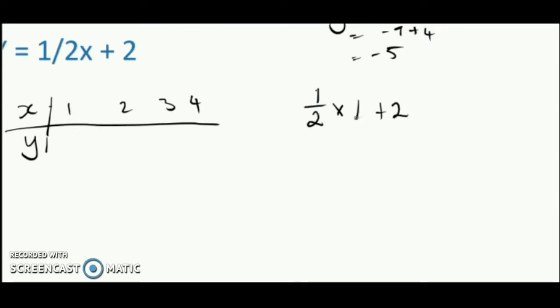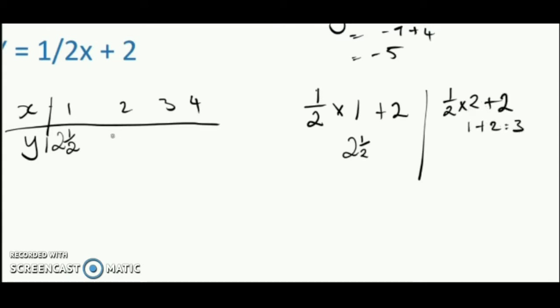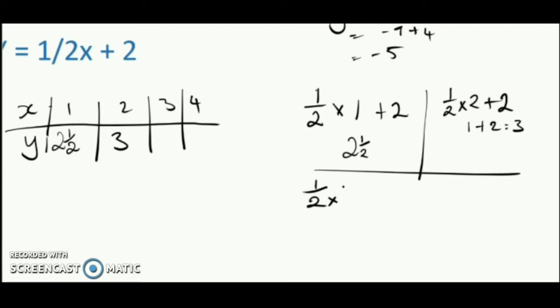When x is 1, a half of 1 is a half plus 2, 2 and a half. So the first number in the sequence is 2 and a half. What about when x is 2? A half times 2 plus 2. A half times 2 is 1. 1 plus 2 gives us 3. 3 is the second number in the sequence. And what about 3? A half times 3 plus the 2 on the end gives us, a half of 3 is 1.5, plus 2 gives us 3.5.